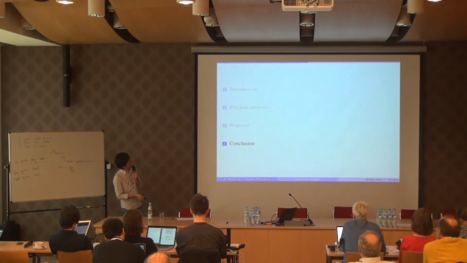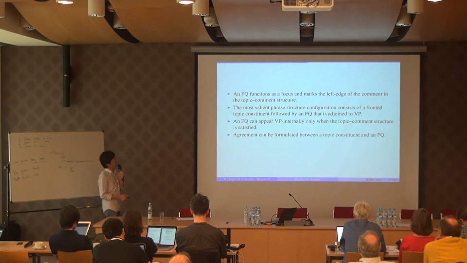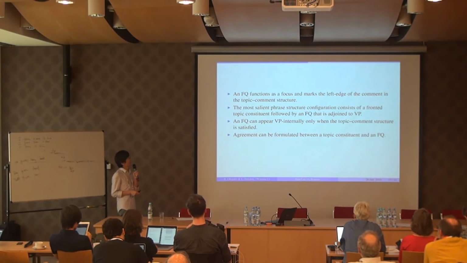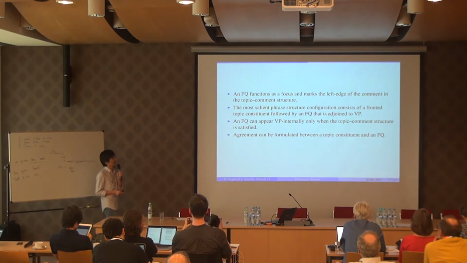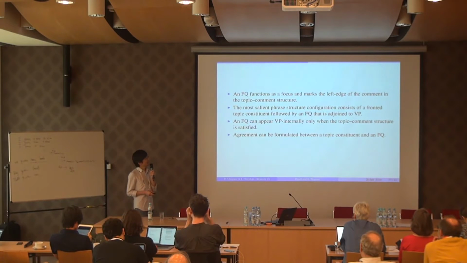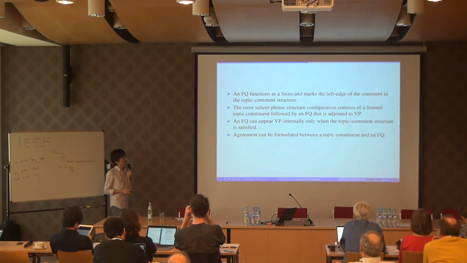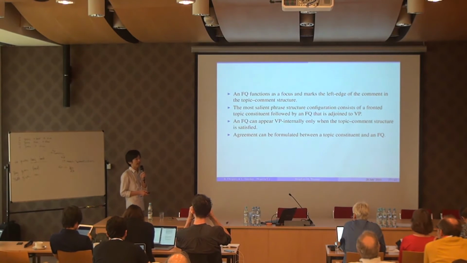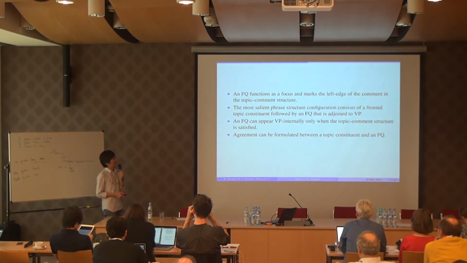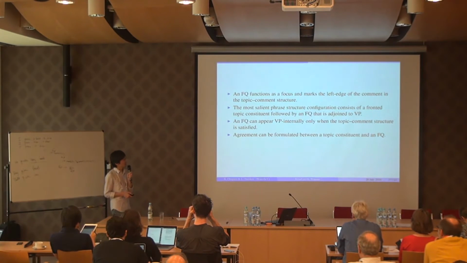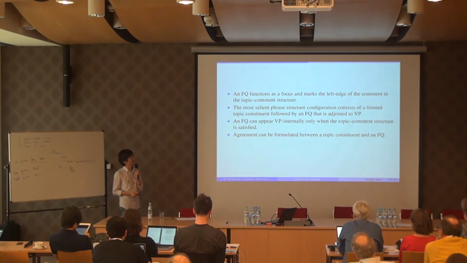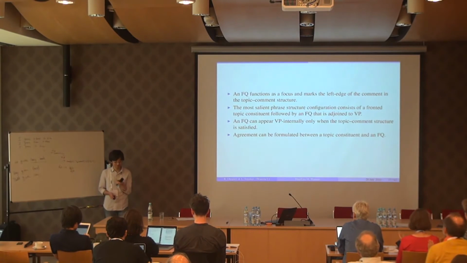Right, so this is the conclusion. The floating quantifier's function is a focus, and that makes the left edge of the comment in the topic-comment structure. And the most salient phrase structure configuration consists of a fronted topic, followed by the focus, which is a floating quantifier, and which is adjoined to the verb phrase. That's the most isomorphic structure. Right, and a floating quantifier can appear VP-internally, but only when the topic-comment structure is satisfied. And then agreement can be formulated between the topic constraint and the floating quantifier. That's it. Thank you very much.